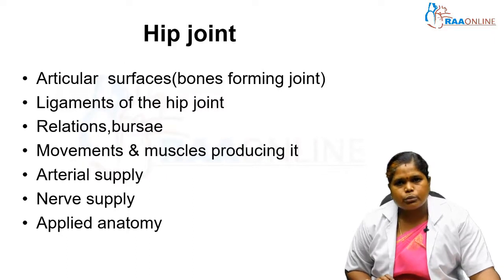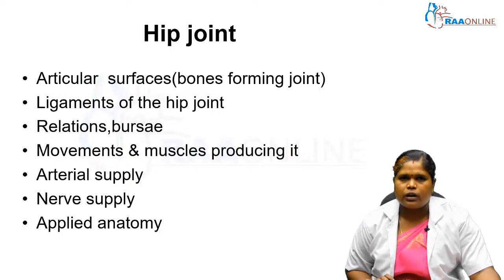We are going to discuss the hip joint under the following headings. For any joint, we usually discuss under these headings. First will be the articular surfaces, otherwise known as bones forming the joint. The second will be the ligaments of the joint. And then we will discuss relations, bursas related to the hip joint, the movements possible at the hip joint, which muscles produce them, the arterial supply, nerve supply, and finally the clinical implication, the applied anatomy of the hip joint.